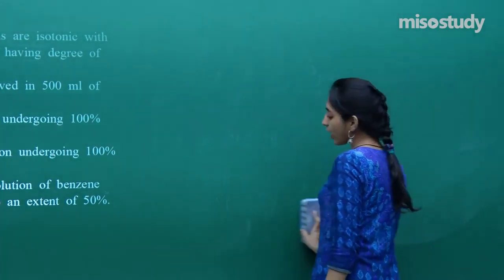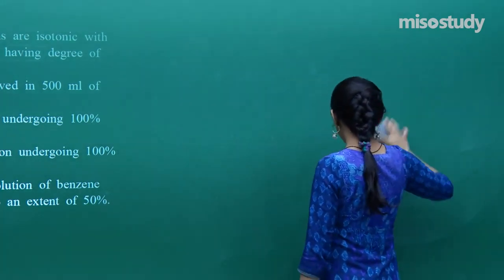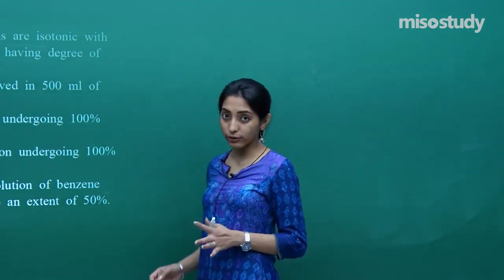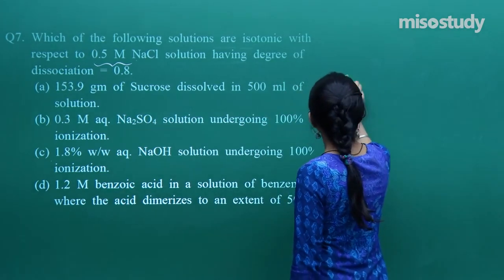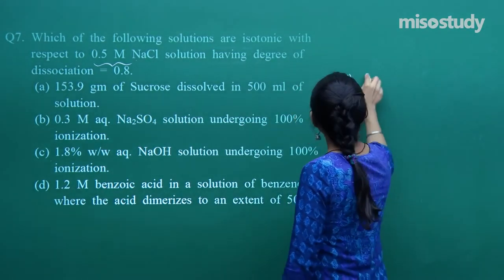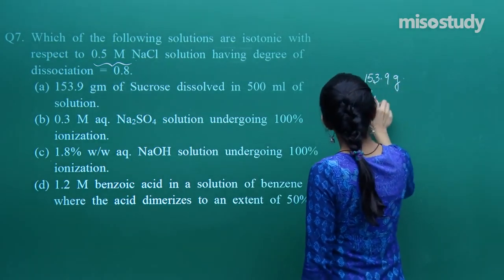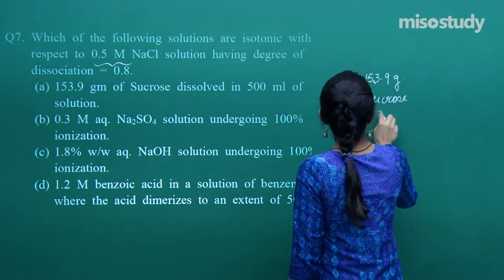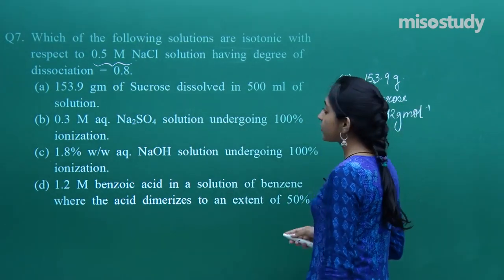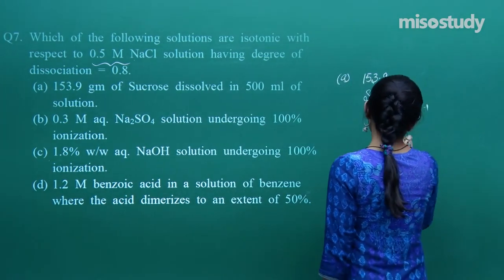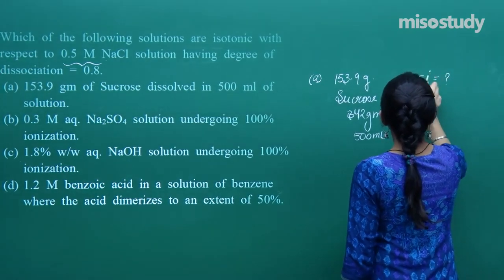See, if I have done it with a long method, but if you people remember the correlation between i and alpha for NaCl, that is also easy. Then also you can use a direct method. So the first says 153.9 grams of sucrose, the molar weight is 342 grams per mole, is dissolved in 500 ml of solution. So we need to calculate the value of iC.